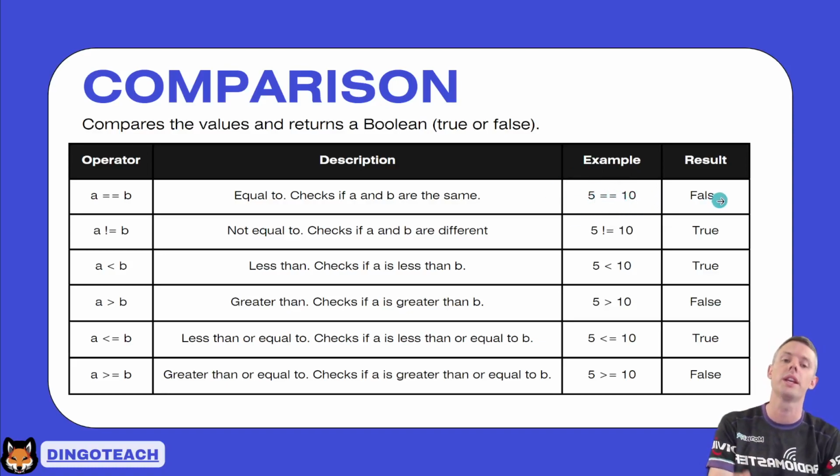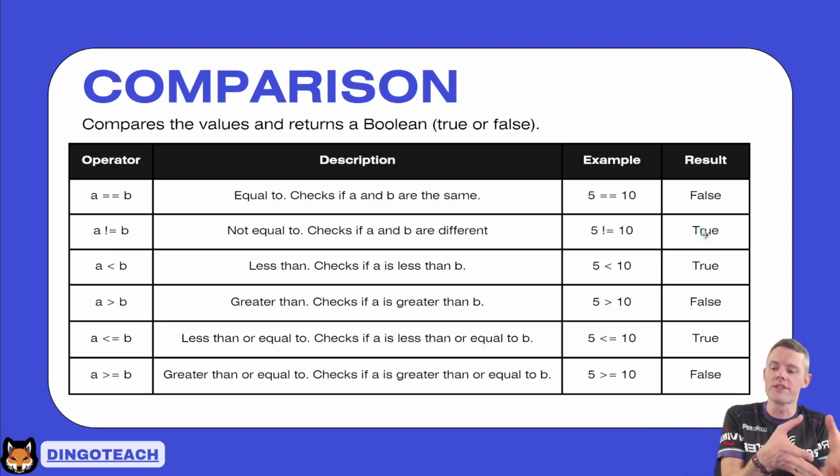Well, that's not true, so it is false. All right, then we've got the not equal to example. So not equal to checks if the two values are different. 5 is not equal to 10. That's true because 5 is not equal to 10. They are different, in this case.